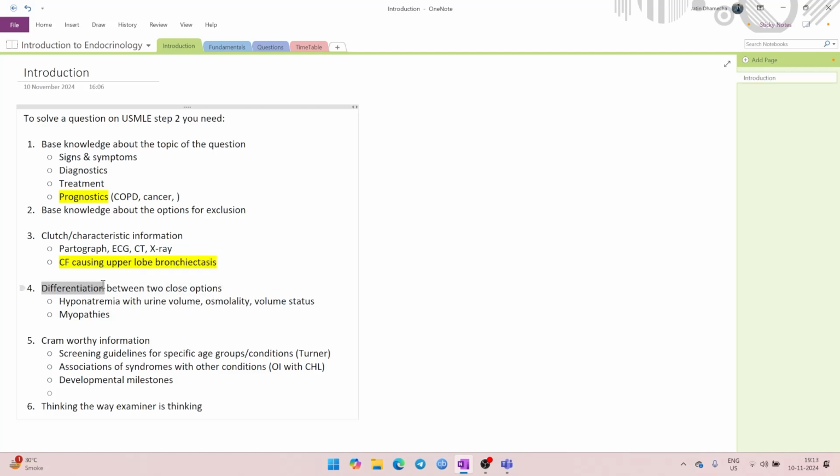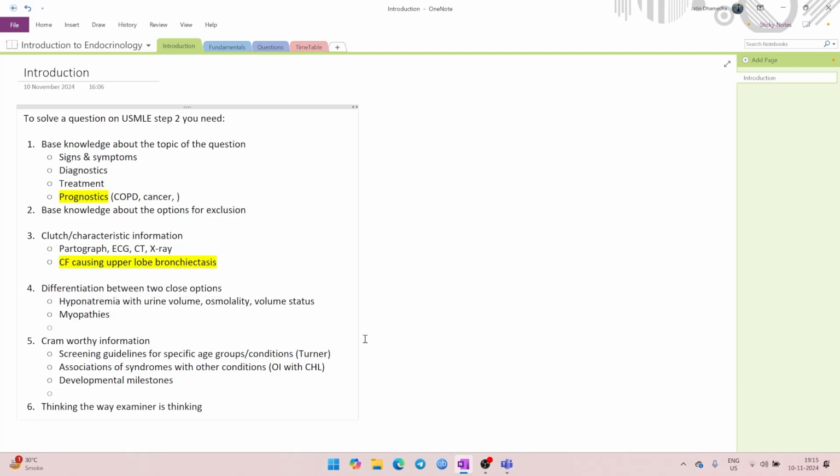When you know how to differentiate two very close conditions, it gives you a lot of advantage. So you will only have signs and symptoms and laboratory values at your disposal to differentiate two conditions. And differentiating two conditions is a very big, difficult, tenuous task. Examples of these close options could be myopathies. Another example could be hyponatremia.